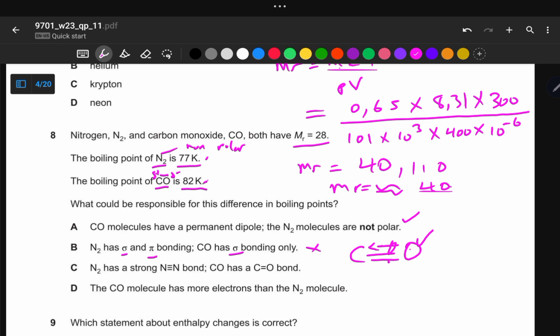And then we move on to option C. Nitrogen is a strong triple bond, whereas carbon monoxide is a carbon to oxygen double bond. False. Carbon to oxygen it is a triple bond, with a dative bond. So this is false. And also boiling point is governed by intermolecular forces, not intramolecular forces. So these are intramolecular forces, whereas boiling points, physical properties, are mainly governed by the intermolecular forces within the lattice structure. And then we move on to option D. The carbon monoxide molecule has one more electron than the nitrogen molecule. So this is false. So our correct answer is equal to A.